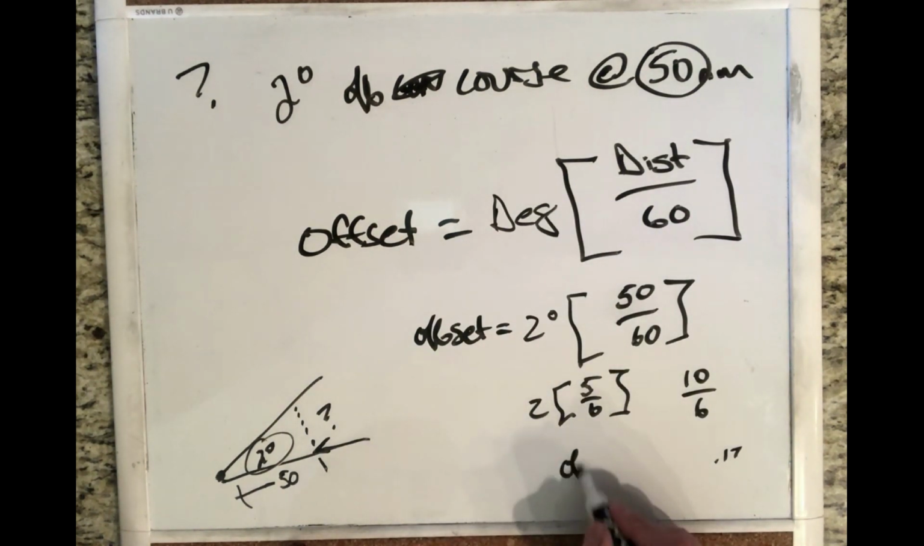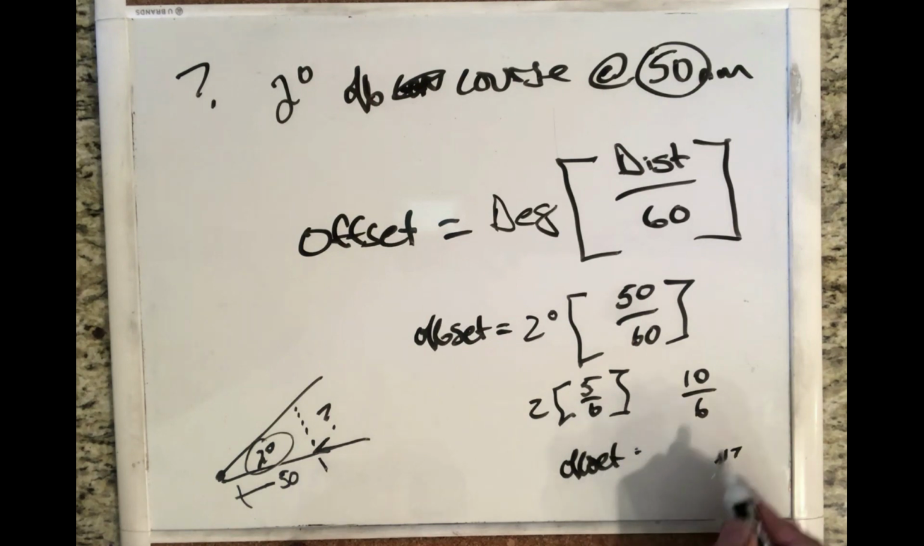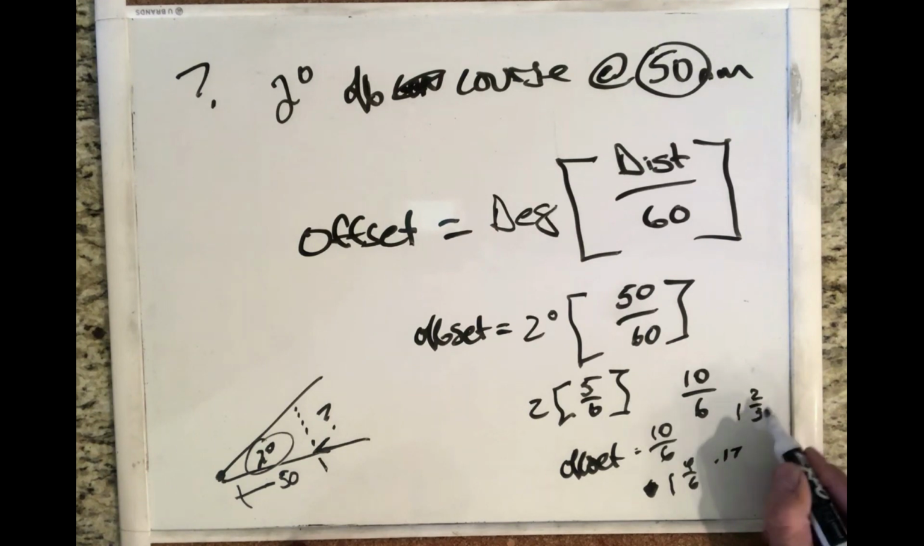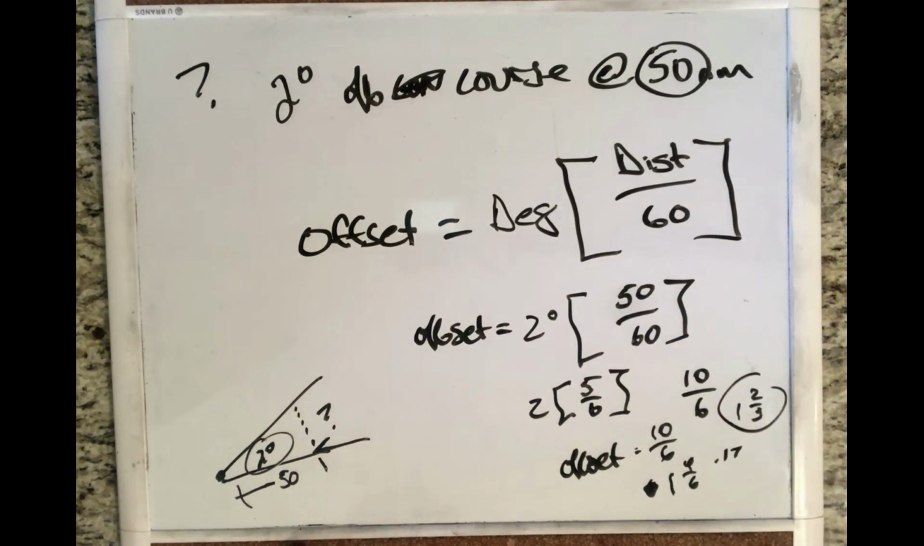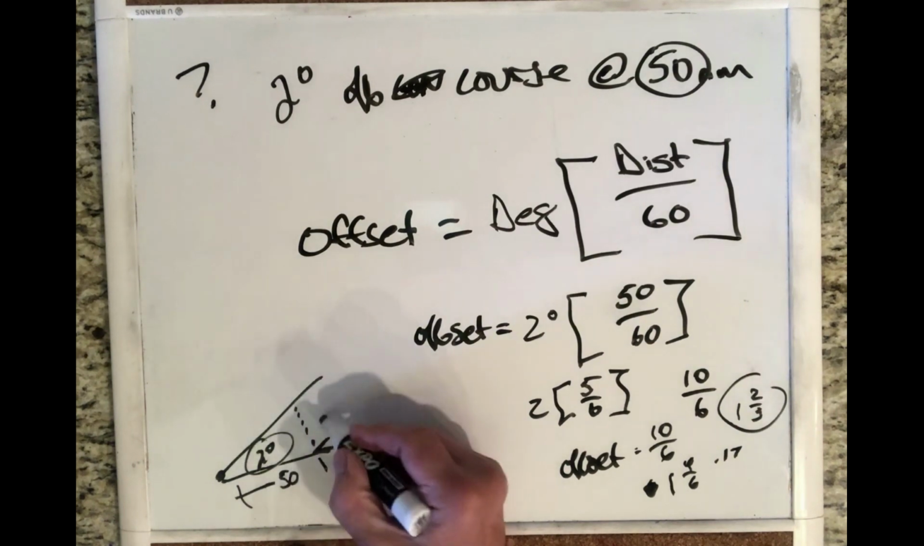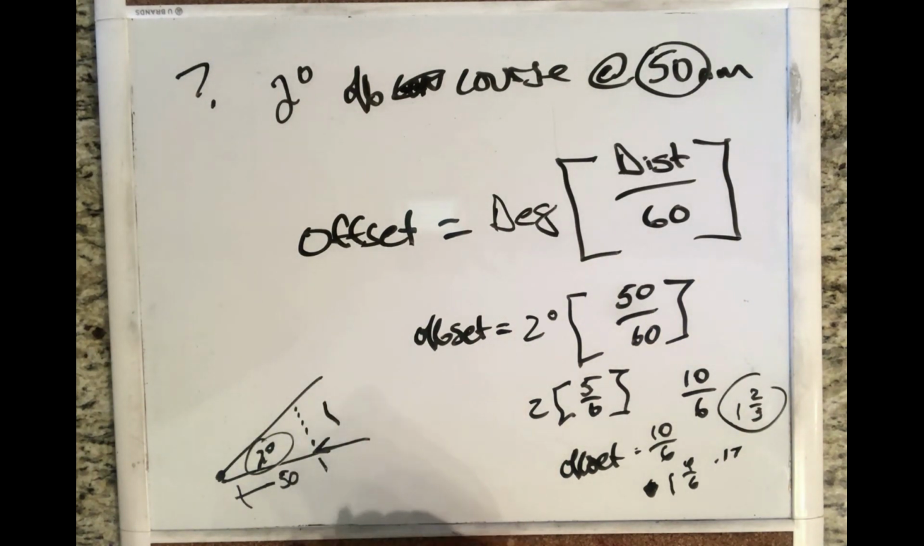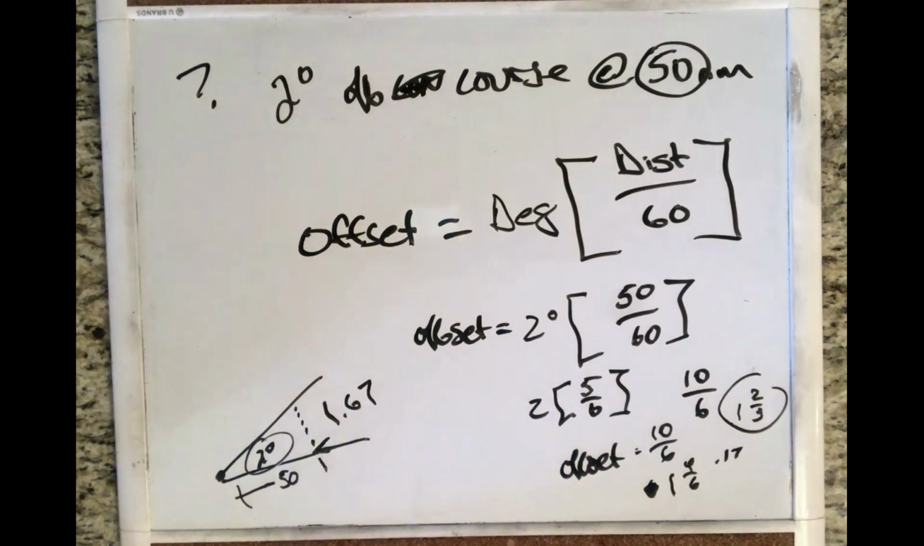So in other words, our offset is 10/6 of a nautical mile. Well, we know 6/6 is 1 mile, so if we take that out, that leaves 1 mile and what? 4/6 left, and that obviously comes out to 2/3. So 1 2/3 miles. That is this distance. Or 2/3, you can call it 0.67. So we are 1.67 nautical miles off our desired course. That's how we would use that formula.